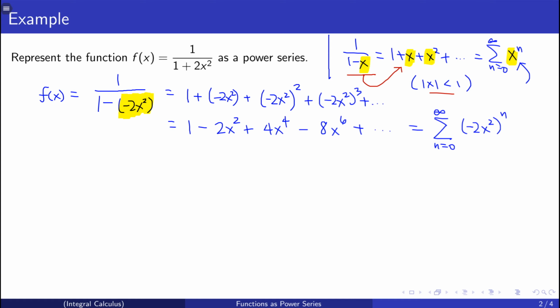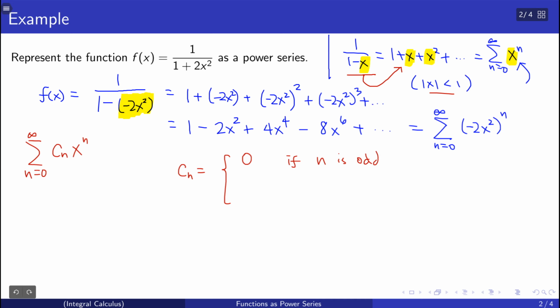You don't have all the powers of x, right? You only have the even powers. Right, that's fine. That's still a power series. It just so happens that some of your c_n are 0. Right, so if this is the general form for my power series centered at 0, then the coefficients here, well, they're equal to 0 if n is odd. And if n is even, what's the coefficient?